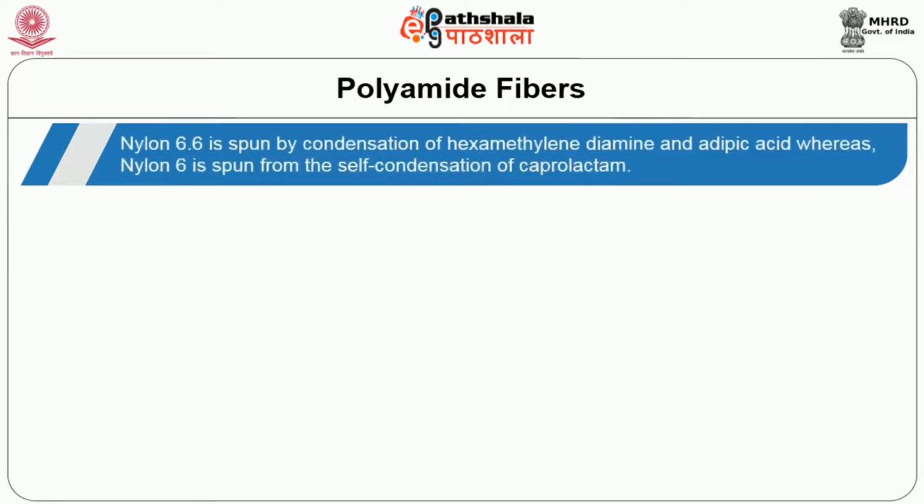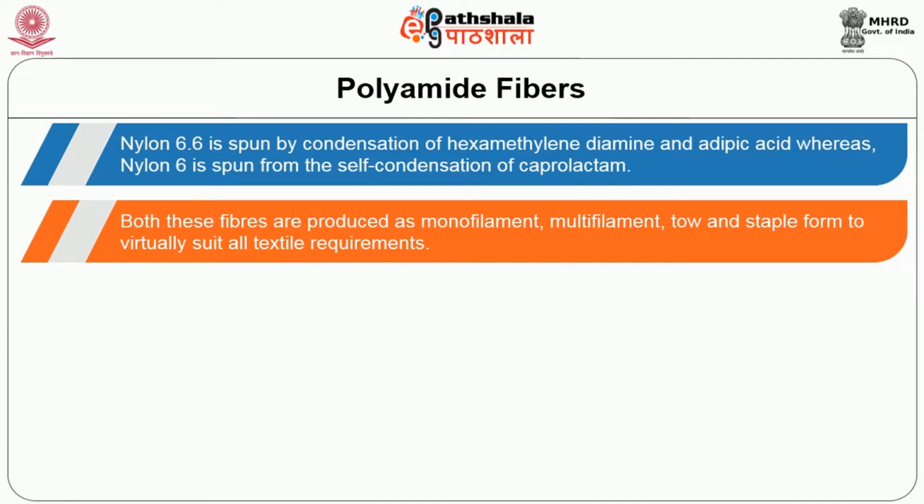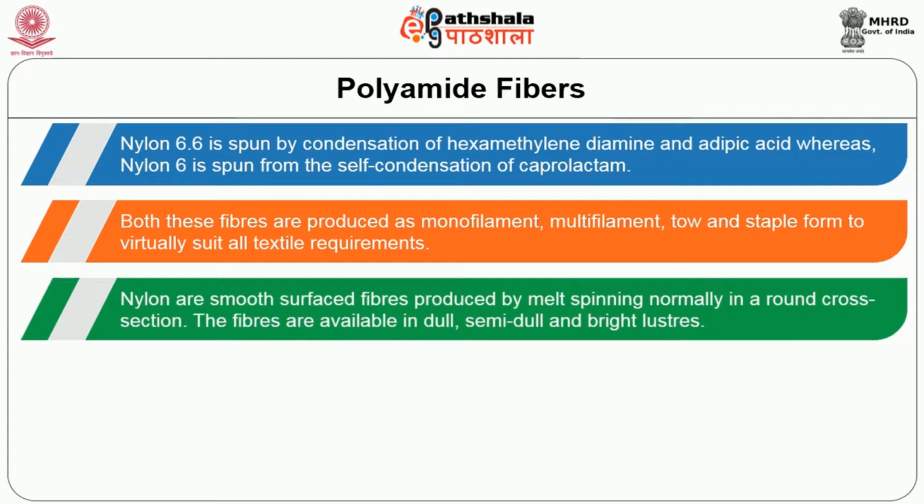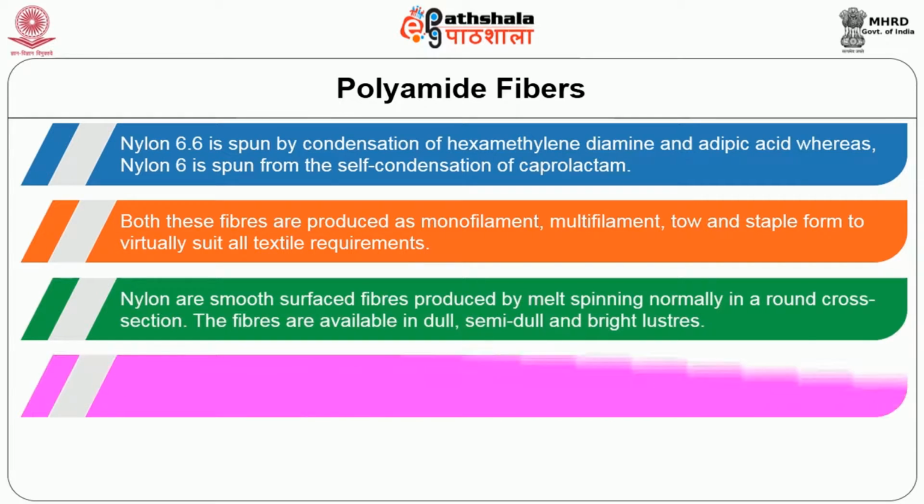Nylon 6,6 is spun by condensation of hexamethylene diamine and adipic acid, whereas nylon 6 is spun from the self-condensation of caprolactam. Both these fibers are produced as monofibers, multifibers, or in the form of a tow, and are also staple spun to suit virtually all textile requirements. Nylons are smooth surfaced fibers produced by melt spinning, normally in a round cross section. The fibers are available in dull, semi-dull, or bright lusters.